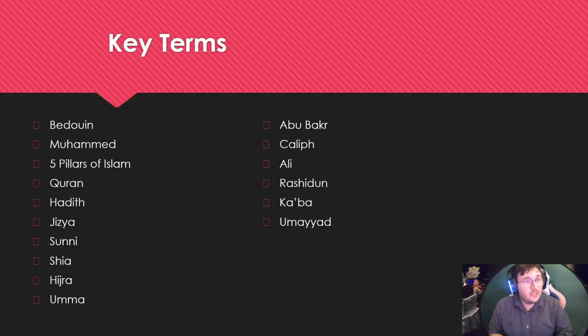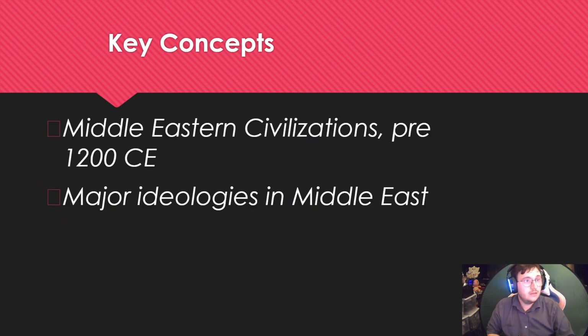So our key terms for today are Bedouin, Muhammad, the 5 pillars of Islam, the Quran, the Hadith, the Jizya, the Sunni, the Shia, the Hijra, the Umma, the Abu Bakr, the Caliph, the Ali, the Rashidun, the Kaaba, and the Umayyad. So key concepts are going to be the Middle Eastern civilizations pre-1200 CE and the major ideologies in the Middle East.